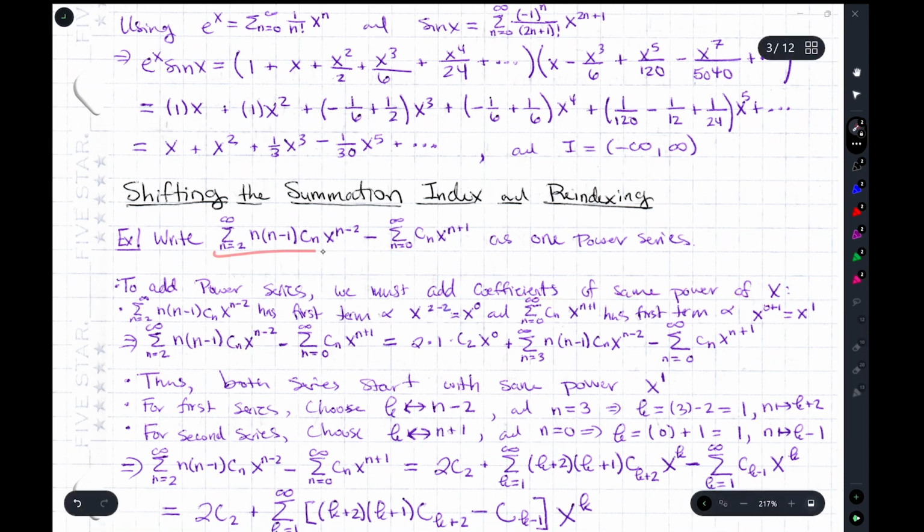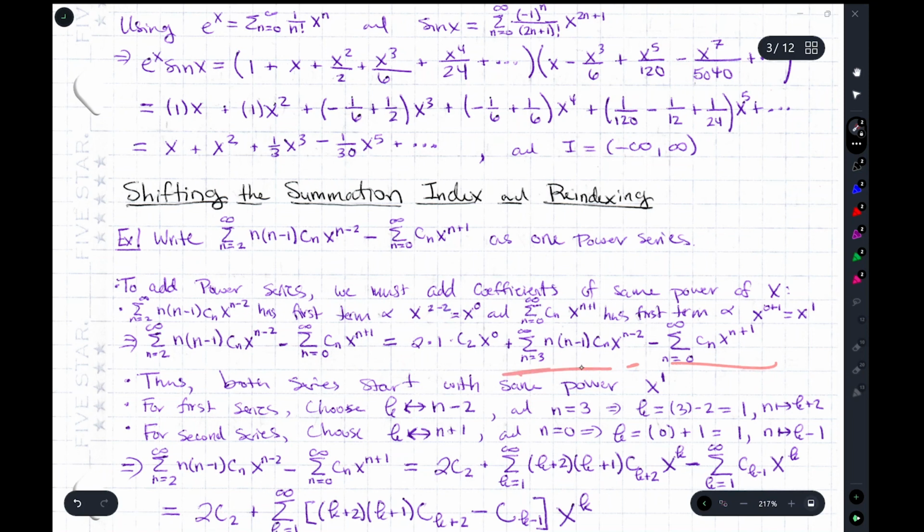Since this first one starts at x to the power 0, it's just a constant, and this second one starts with x to the power 1, we're going to get rid of the first term of this power series. This is the n equals 2 term. We're going to get rid of that term. Here it is, we took it out. And now we have these two.